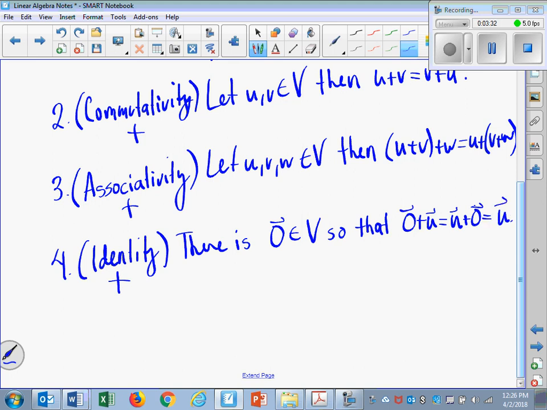So what that means is there's a vector inside the space that no matter what vector you add it to, it's going to give you the vector itself. So it identifies, it tells you what you're dealing with. It leaves everything else alone. This vector we call the zero vector. So that's the identity of addition.